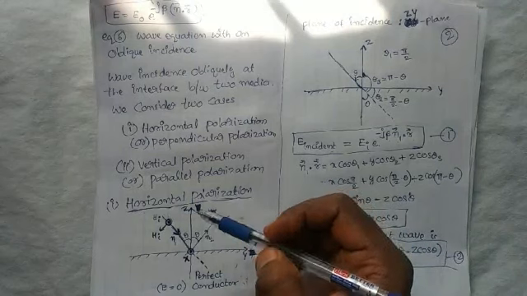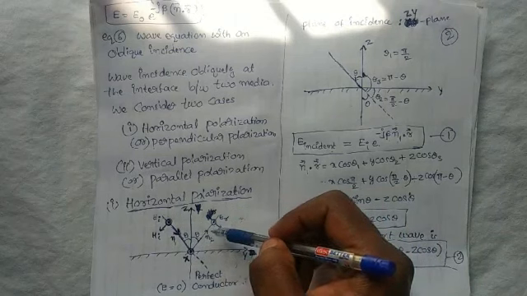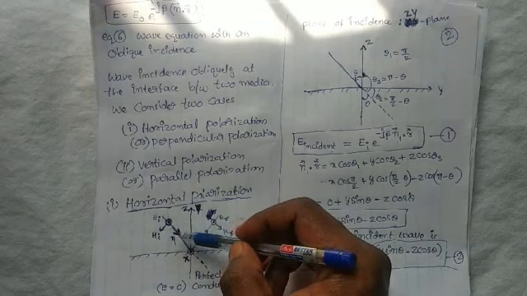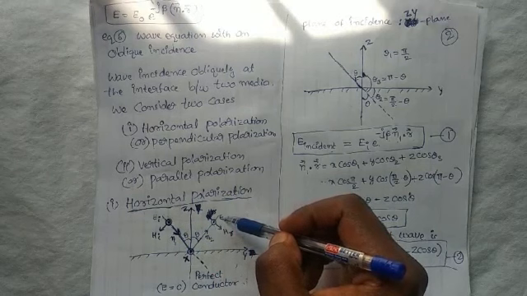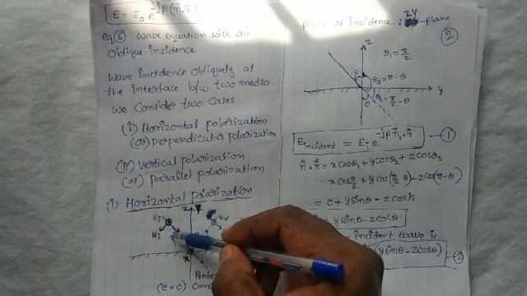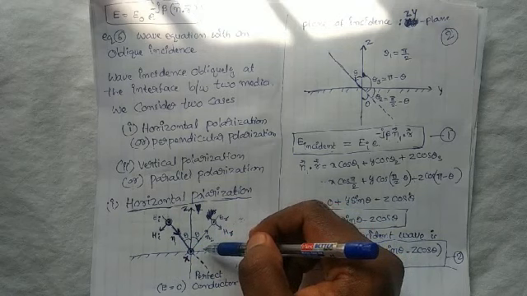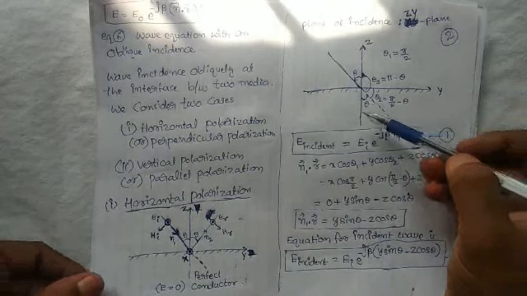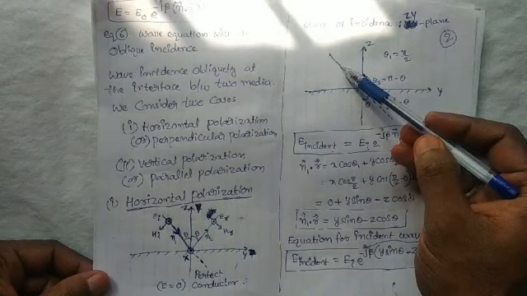Now we are indicating the unit vectors in the direction of the incident wave and the direction of the reflected wave. Here n1 is the unit vector in the direction of the incident wave, and n2 is the unit vector in the direction of the reflected wave. This unit vector makes an angle theta 1 with the x-axis, theta 2 with the y-axis, and theta 3 with the z-axis, as shown in the figure. This is the incident wave.